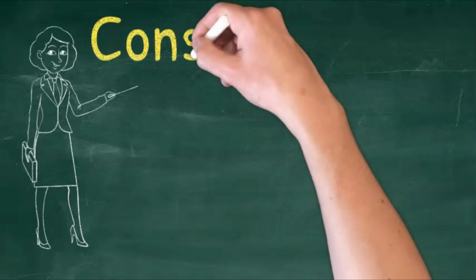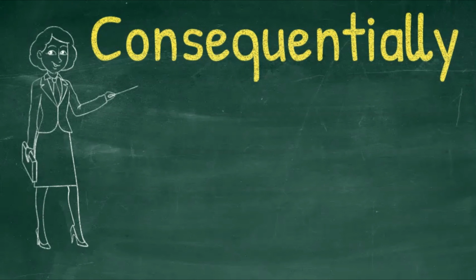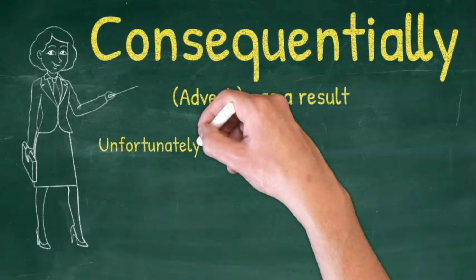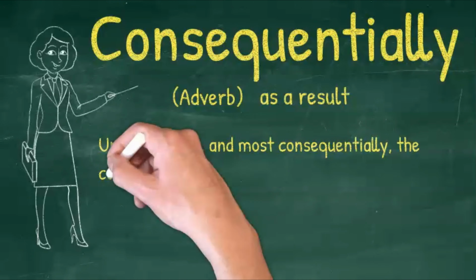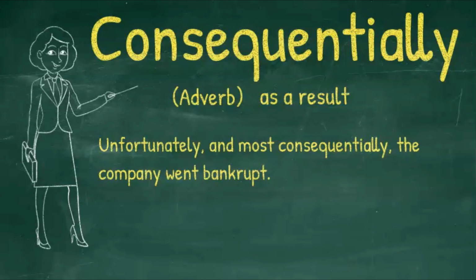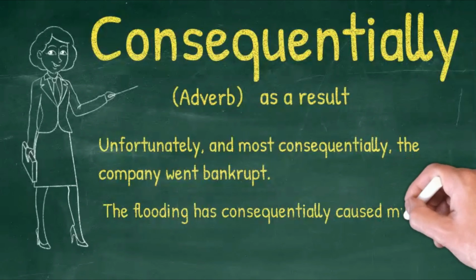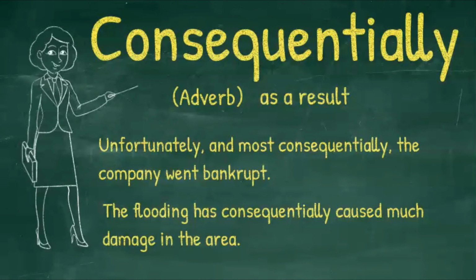The adverb form is the word consequentially. It means as a result. Unfortunately, and most consequentially, the company went bankrupt. And here's another sentence. The flooding has consequentially caused much damage in the area. Now this means as a result of the flood, there was much damage.